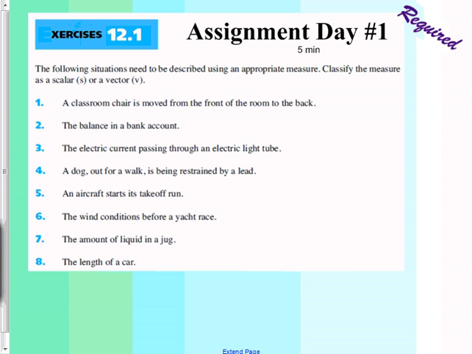Just magnitude. Okay? So the scale of something is its magnitude. It doesn't say which direction. Okay? So what do you think number 1 is? Does it have direction or not? It's got a direction, therefore it's a vector.